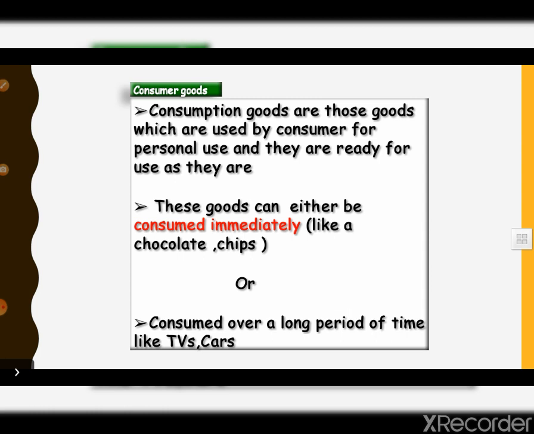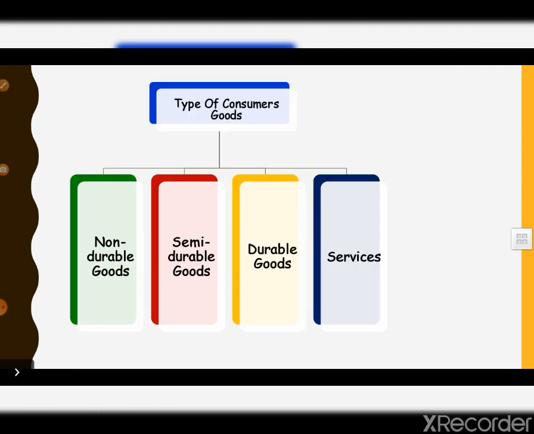There are basically two sectors in the economy. Actually, there are four, but we are only studying two. One is the households and the other is the firms. The households are the consuming sector, but the firms are the producing sector. Now, these consumer goods give direct satisfaction to the households. Now, we will learn the four types of consumer goods.